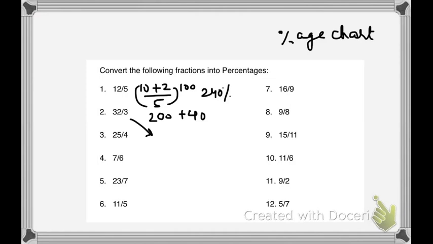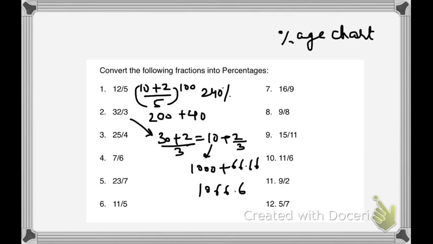Okay, so we move on to the second example, that is 32 by 3. 32 by 3 can be written as 30 plus 2 whole divided by 3, and when we divide 30 by 3 we get 10, and when we divide 2 by 3 we get 2 by 3, and then we multiply this by 100 to convert it into percentage, and what we'll get is 1000 plus 66.66%, and this will become 1066.66%. So this is how you convert your fraction into the corresponding percentage using your percentage chart.